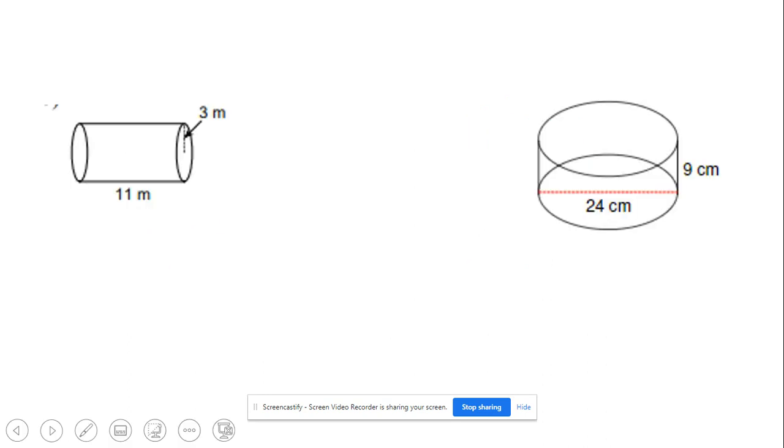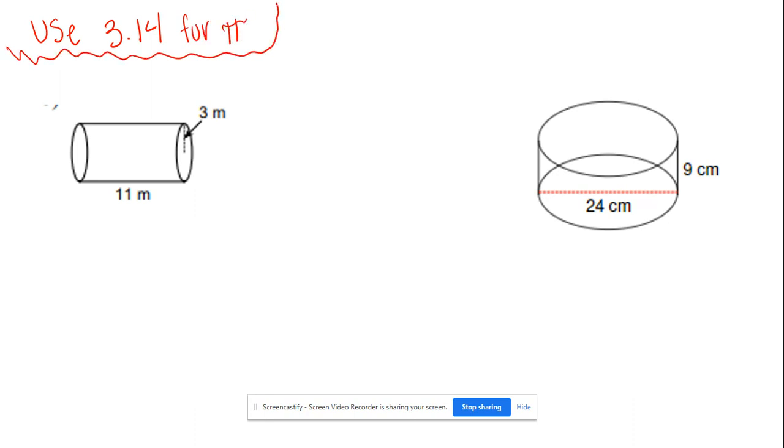So we have two examples here. We're always going to use, unless it says otherwise, 3.14 for pi. That is just a rounded number for pi we like to use. Now, remember that formula? You're always going to want to write it down. You're going to want to write it for every problem. Volume equals pi r squared h.